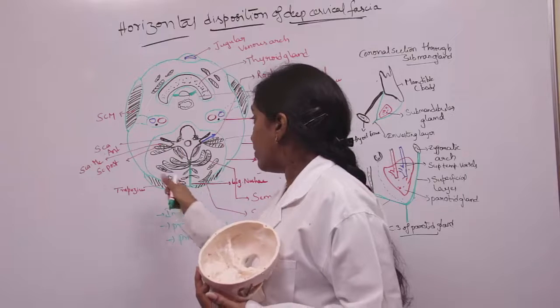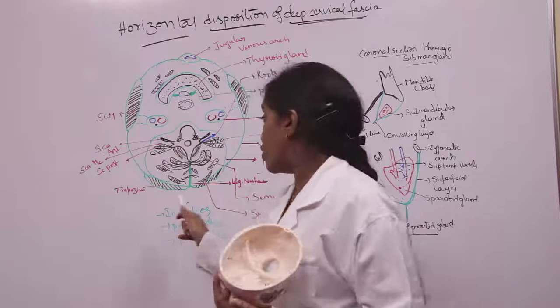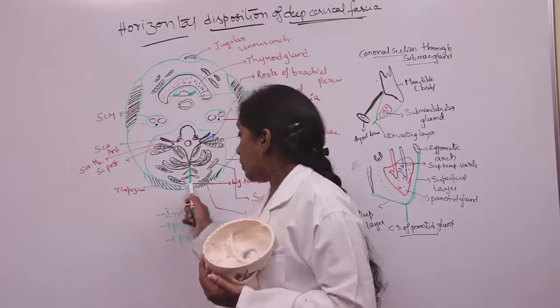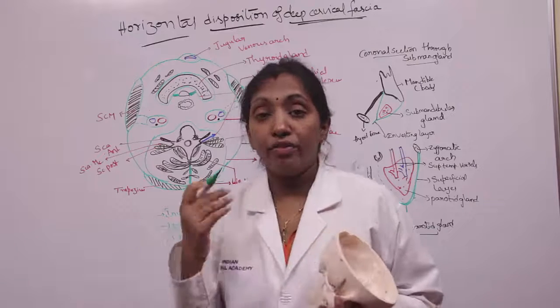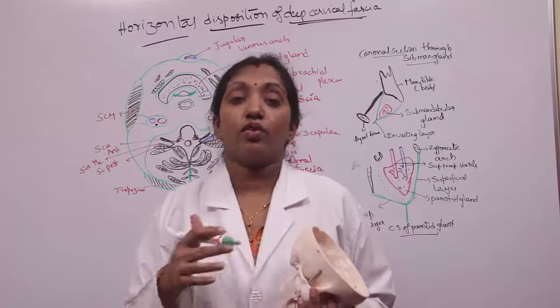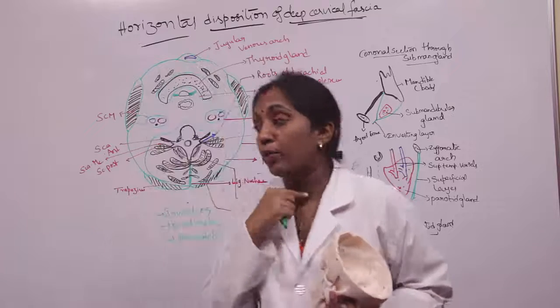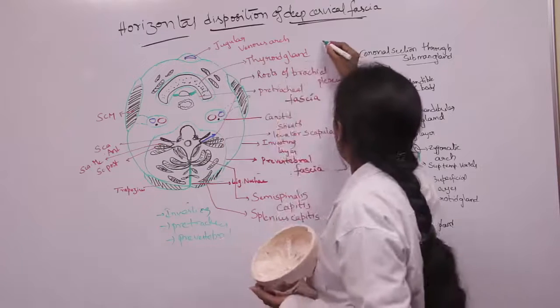Again I am repeating, the investing layer of deep cervical fascia is attached behind to the ligamentum nuchae, and in front it is continuous with the similar fascia of the opposite side, and it is attached to the hyoid bone here. We know the structure of the hyoid bone.